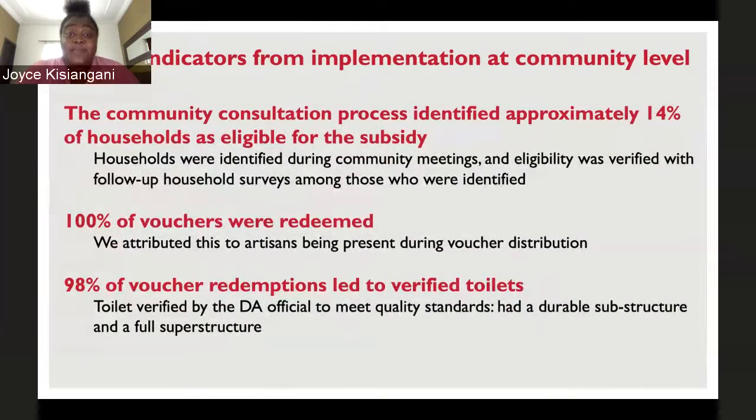So from the implementation, 14% of households were identified as eligible for the support. And so these are households who were poor or vulnerable with no form of external support. We had 100% voucher redemption rates, and we attributed this to artisans being involved in the pre-distribution process.